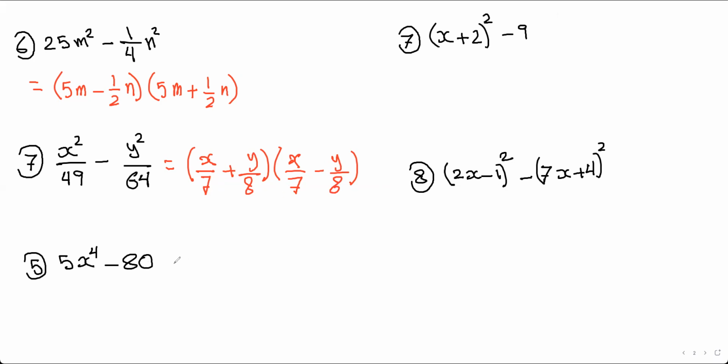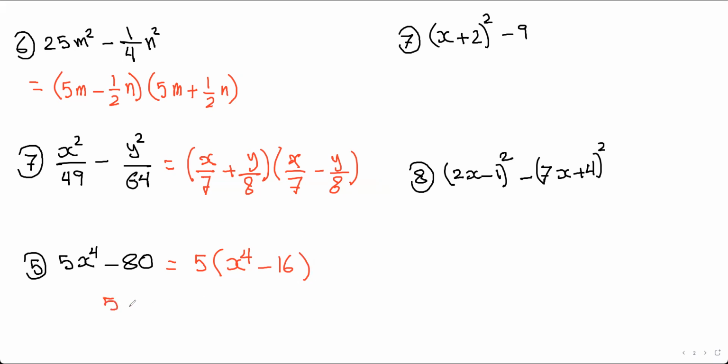How about here? Here, we don't meet the conditions because we don't have perfect squares. However, we're going to take out the greatest common factor, which is 5. And then I'm going to get x to the 4 minus 16, because 80 divided by 5 is 16. And now we meet the conditions for the difference of squares.